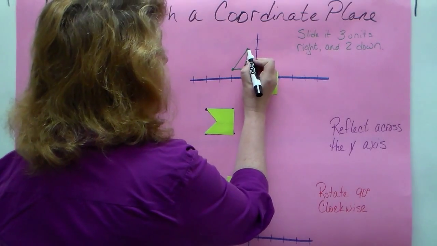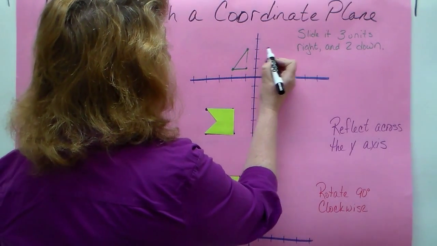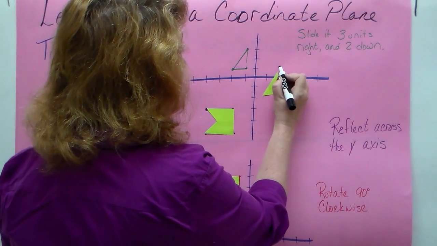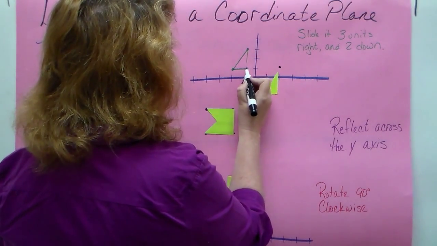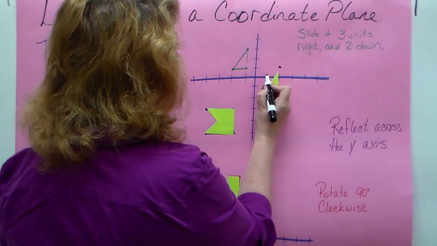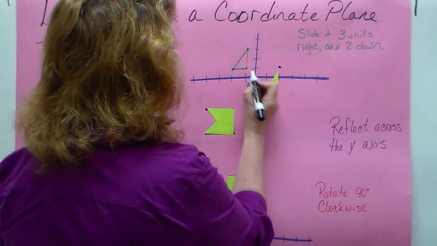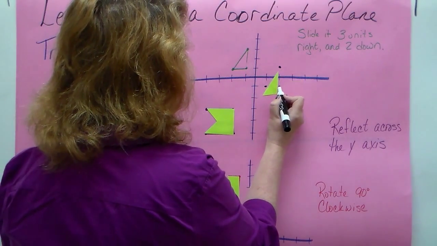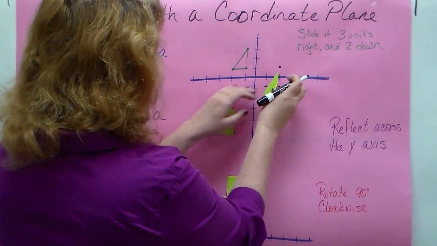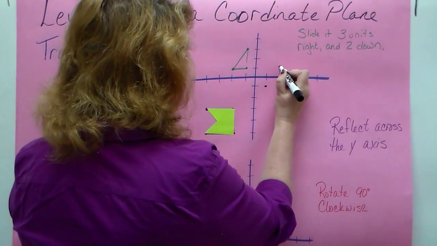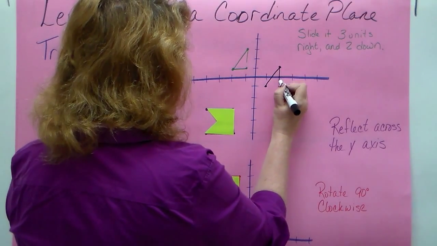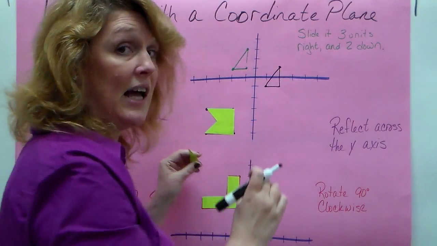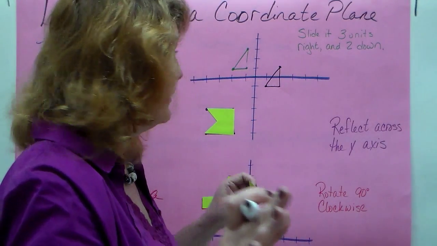So we're going to take each of these points and we're going to move it 3 units right, 1, 2, 3, and 2 units down, 1, 2. There's my first point. 3 to the right, 1, 2, 3, and 2 down, 1, 2. 3 to the right, 1, 2, 3, and 2 down, 1, 2. Now, the shape that I draw should look just like the original shape. So now you can see the slide. Does that make sense? All right.